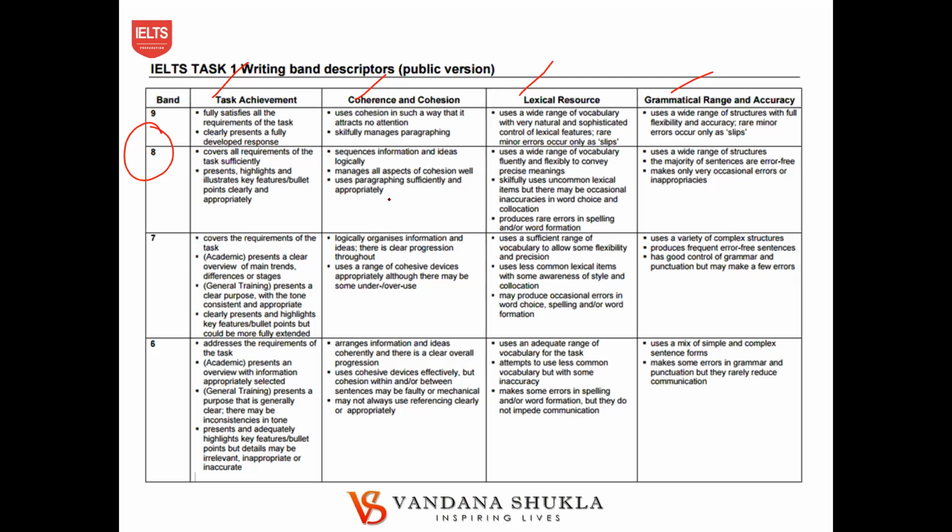Then, coherence and cohesion: sequences information and ideas logically. So, let's say you're given three questions. First is why are you writing the letter? The second will be explain the situation, and third would be what do you want the other person to do. So all these should follow a logical sequence. It's not that first you write what the person should do, then why you are writing the letter, and in the last you explain the situation. That's not a logical sequence. So there has to be a logical sequence: what is your paragraph 1, what is your paragraph 2, and your paragraph 3.